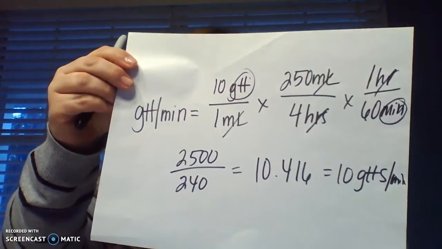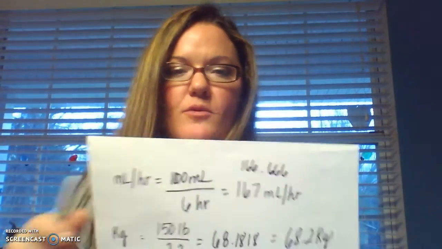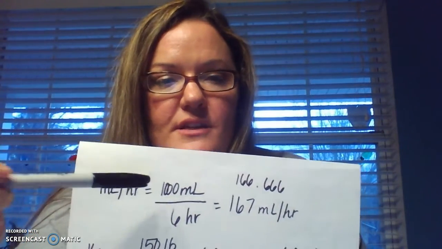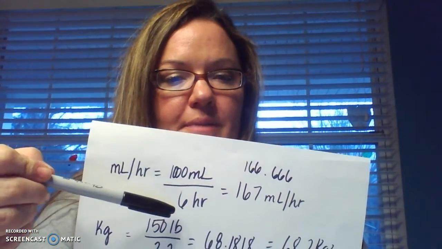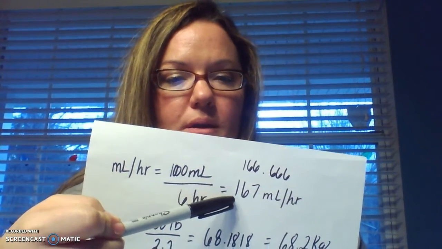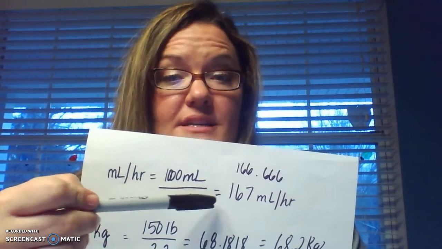So milliliters per hour, and this is pretty direct, pretty straightforward. If, for example, I have a 1,000 milliliter bag that I need to give over 6 hours, I'm just going to use simple division. So 1,000 divided by 6, and let's say it tells me to round it to the nearest whole number, then it'll be 167 milliliters per hour.